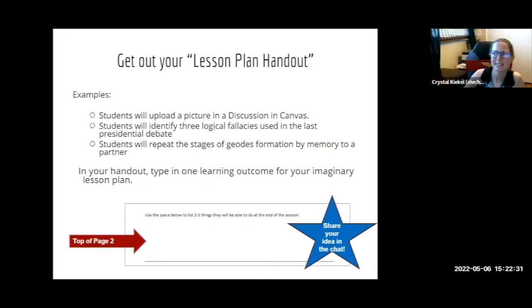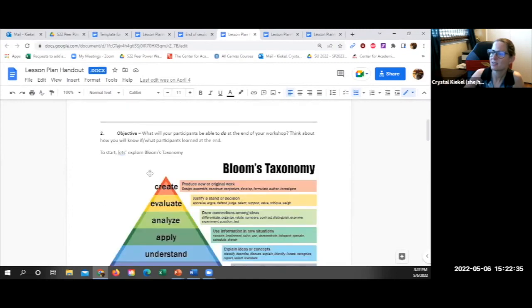All right, so we're going to get that handout out now. So here it is, and you'll see on your handout under objectives, there's Bloom's taxonomy right there for you, so you can check it out.